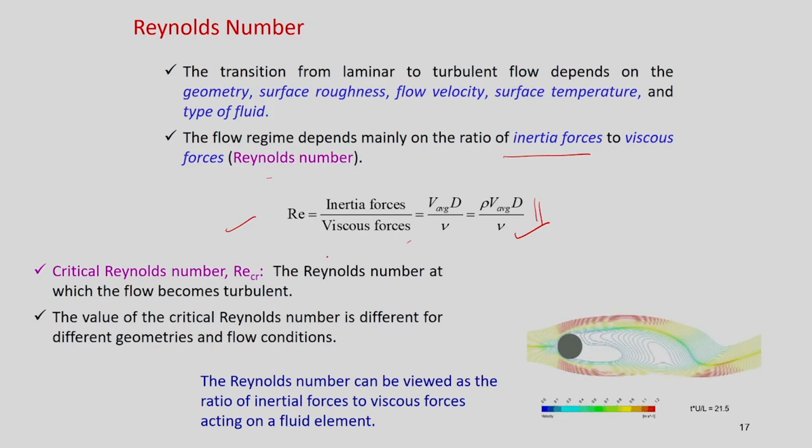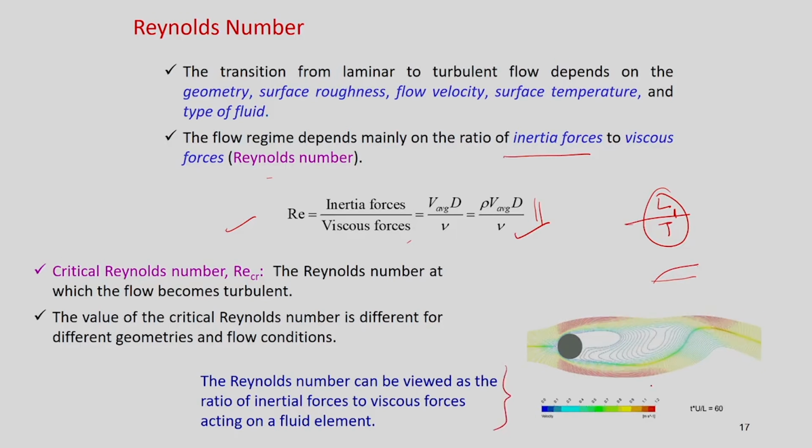And there is a critical Reynolds number at which the flow becomes turbulent. We will have laminar flows, then turbulent flows, and in between we have transition flows. So Reynolds number will give the information about this flow behavior. The value of critical Reynolds number is different for different geometries and flow conditions. If it is a pipe flow, then the value of the Reynolds number at which it becomes turbulent will be different than in a flow over a flat plate. So this Reynolds number can be viewed as the ratio of inertia forces to the viscous forces acting on a fluid element.